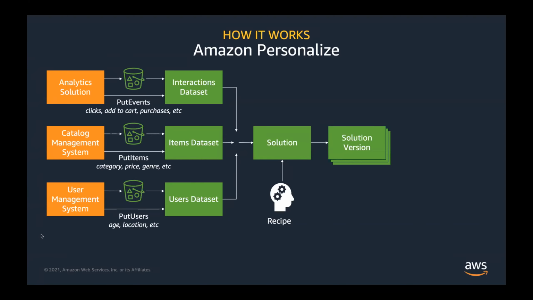Once your models are trained, your solution versions are created, it's time to get recommendations out of the service. And that can be done two ways. The first is real-time recommendations, and that's where you want to, in a request response, get recommendations for a user or an item, and say display it in real time in an application. And that entails creating what we call a campaign, and that's that private API or auto-scaling endpoint I mentioned earlier.